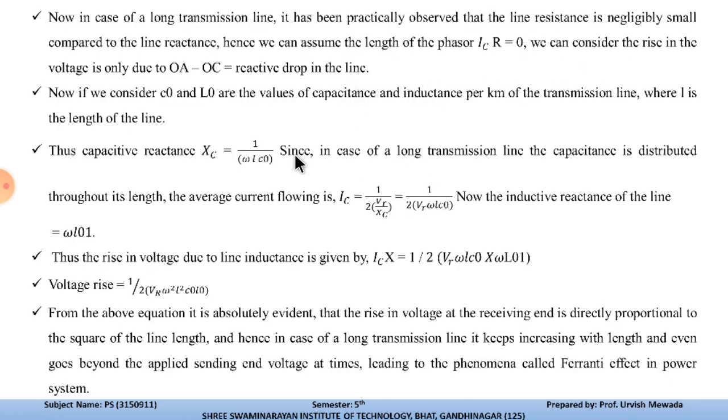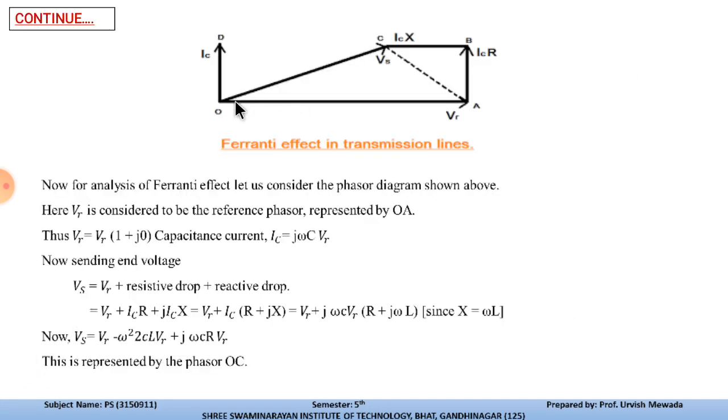Now we can consider the rise in voltage only due to OA minus OC. So this is O, this is OA, then OC. This amount of voltage is increased just because of the capacitance and inductance present in the transmission system. If this term is 0, and we superimpose these two terms, then VR is equal to Vs plus ICX, or Vs is equal to VR minus ICX.